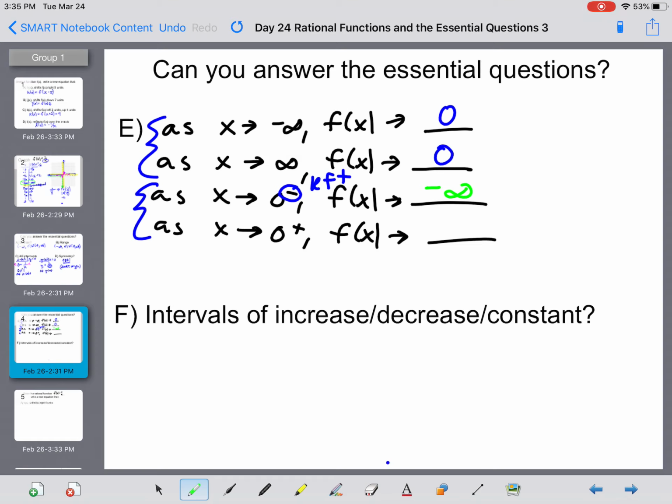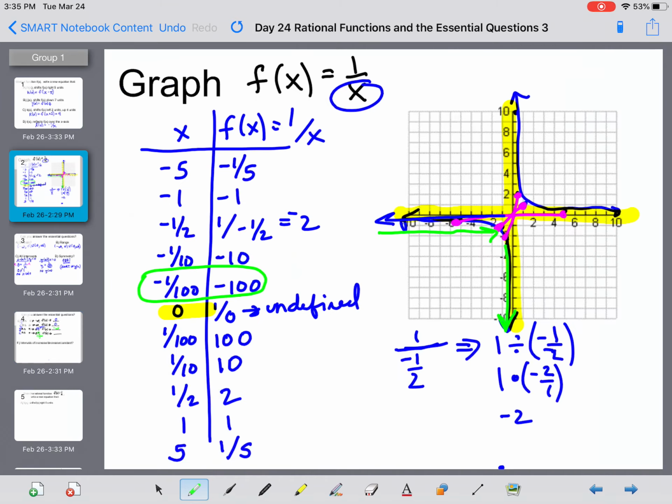And then for the fourth one, as x approaches 0 from the right, that's what that little superscript with the plus sign means. What is my f of x doing? What is y doing? As we are looking at my x values now from the right-hand side, my y values are now shooting off to positive infinity.